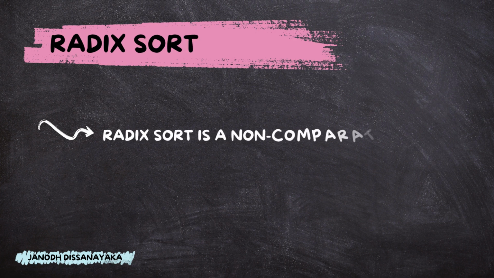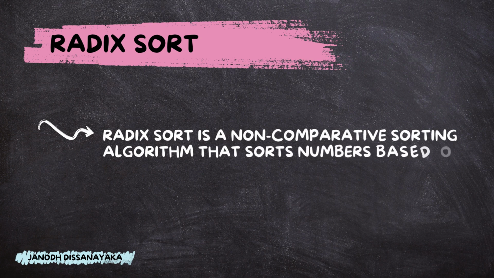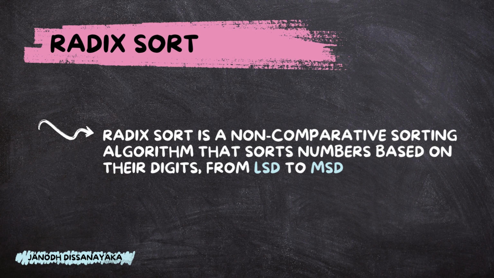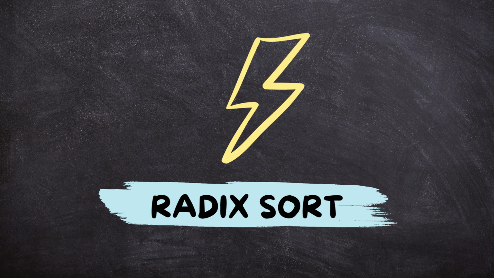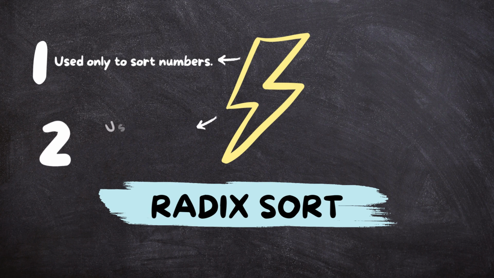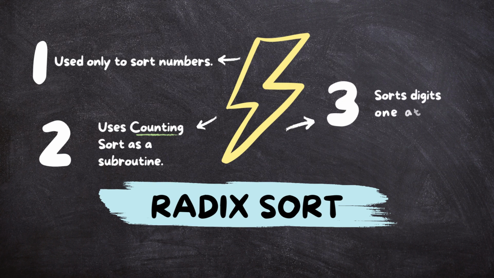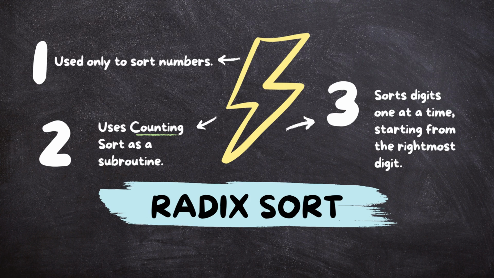Radix Sort is a non-comparative sorting algorithm that sorts numbers based on their digits, from the least significant digit to the most significant digit. The key points in Radix Sort are: it is used only to sort numbers, uses counting sort as a subroutine, sorts digits one at a time starting from the rightmost digit. Okay, let's look at a simple example in Radix Sort, and next we'll move on to the Java implementation of this algorithm.